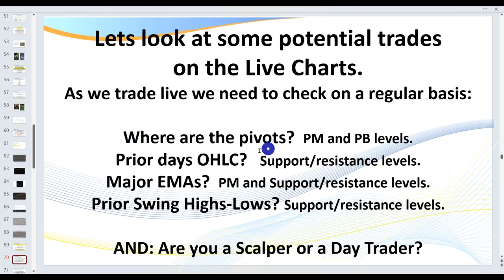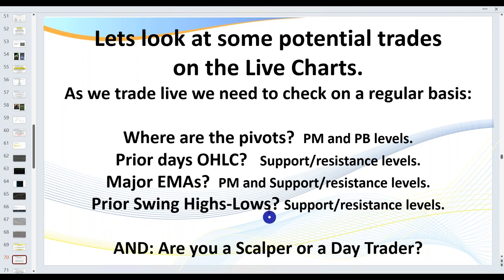Where are our pivots? Where are the prior day's open, high, low, and close? Where are our major EMAs? Because they act as support, resistance levels, and magnets. And where are the major swing highs and lows?